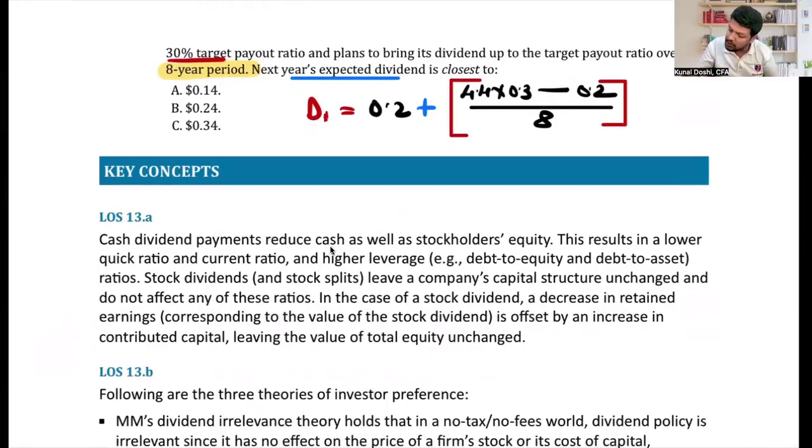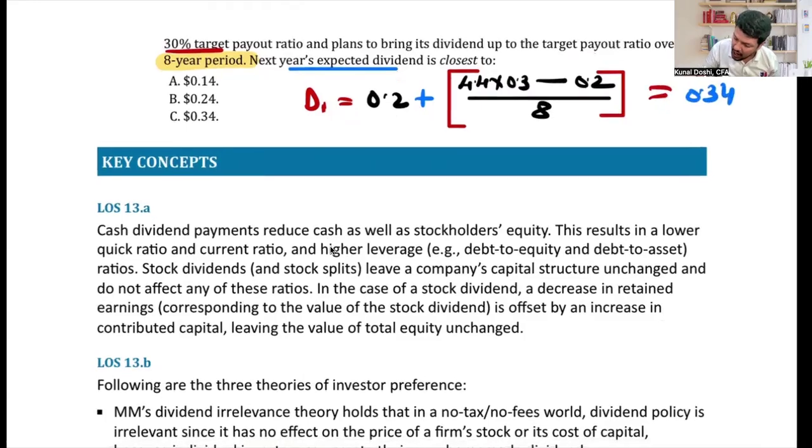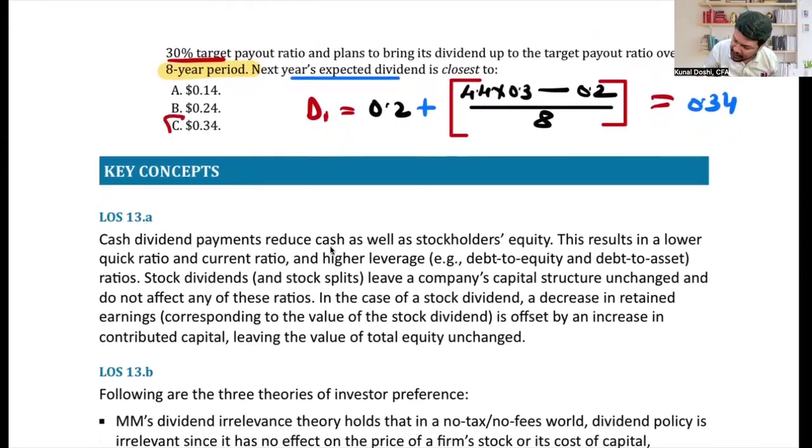Can you calculate how much should be this, everyone in the class? So 4.4 is my expected earnings. Of that, 30% was my target payout ratio. Recently, I paid 0.2 dividend. So I subtract that. I want to bridge this gap in 8 years. So that is 0.14 plus 0.2. I will get 0.34. That should be my dividend. Are you getting this answer? That should be my expected dividend. Instead of paying 0.2, I will increase the dividend by this. Let me know if you get this answer.